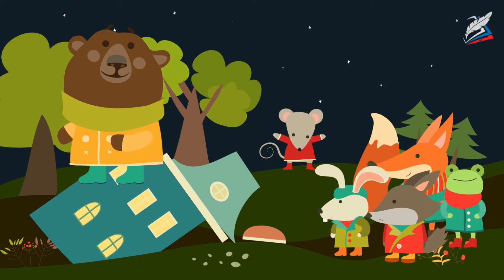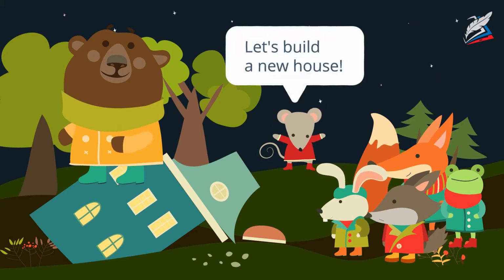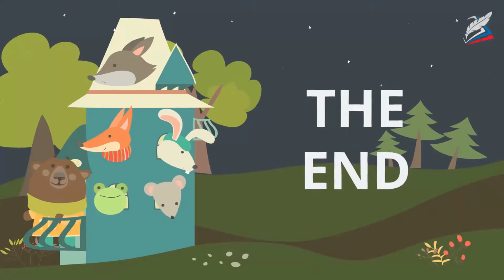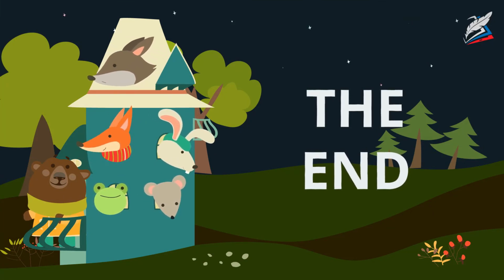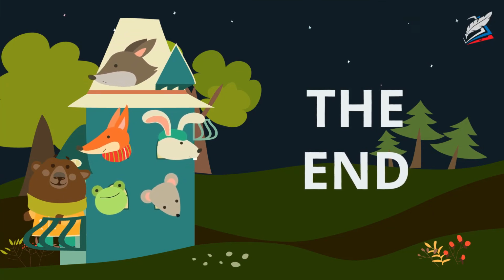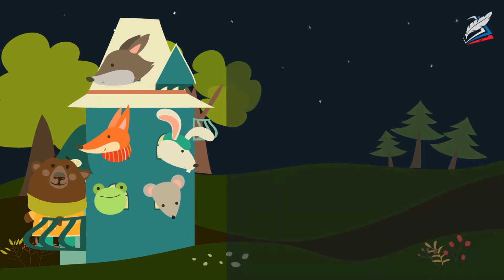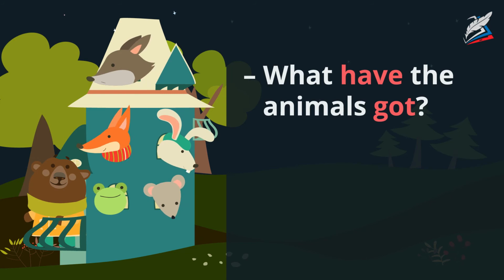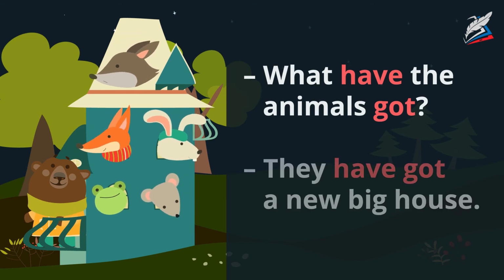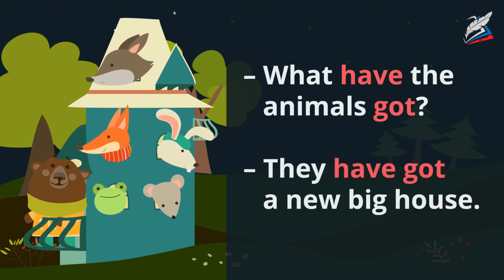Oh, poor animals. Now they haven't got a house. Let's build a new house, says the mouse. The new house is nice and big. Even the bear can live in it. Look, what have the animals got? Yes, they have got a new big house.